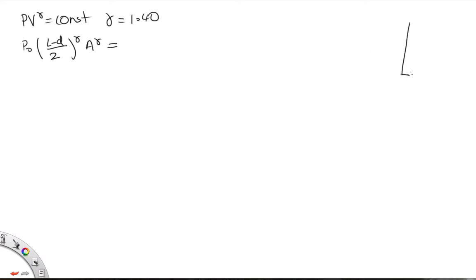Okay, now we need to do it for the adiabatic case, which is where PV to the gamma is constant. And we're told that in this case, gamma is equal to 1.40. So we do this in a very similar way. We've got P naught V naught. The initial volume is (L minus D over 2) to the gamma, A to the gamma, is equal to, for 1, remember 1 was the one down the bottom.